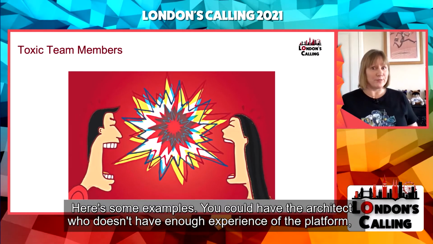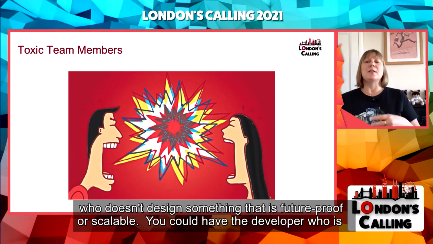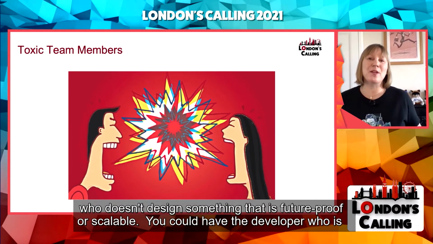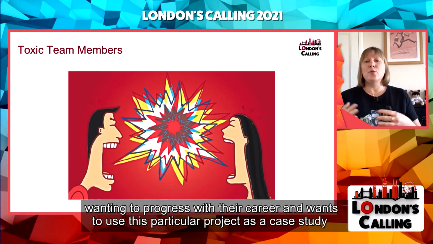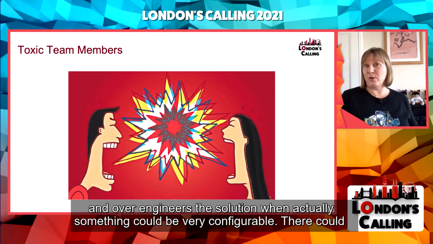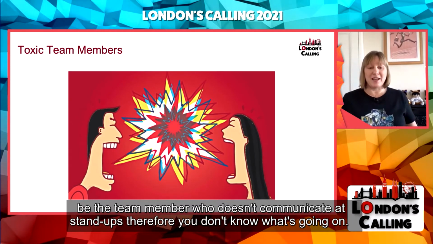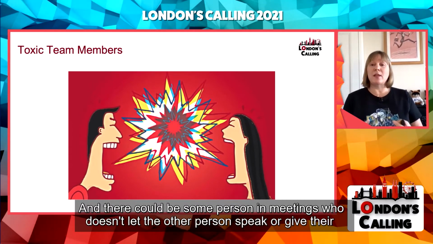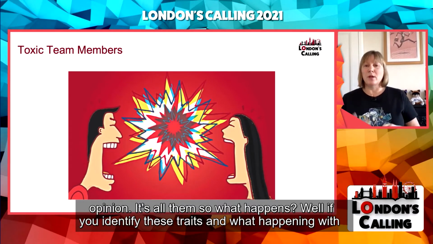Here's some examples. You could have the architect who doesn't have enough experience of the platform, who doesn't design something that is future-proof or scalable. You could have the developer who is wanting to progress with their career and wants to use this particular project as a case study and over-engineers the solution when actually something could be very configurable. There could be the team member who doesn't communicate at stand-ups, therefore you don't know what's going on. And there could be some person in meetings who doesn't let the other person speak or give their opinion. It's all them.